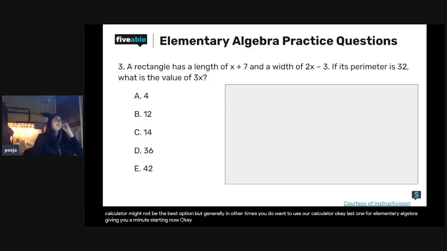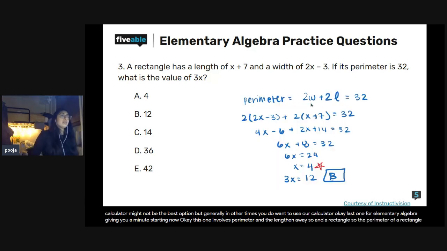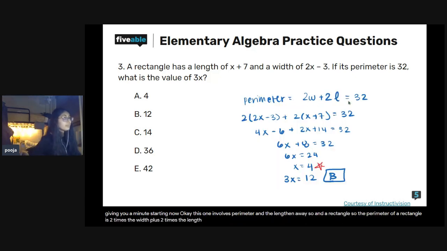Okay, this one involves perimeter and the length and width of a rectangle. So the perimeter of a rectangle is 2 times the width plus 2 times the length. Here it'll equal 32. So all we need to do is plug in the expression for the width and the length and multiply it out. And when we solve this equation, we will get x equals 4.